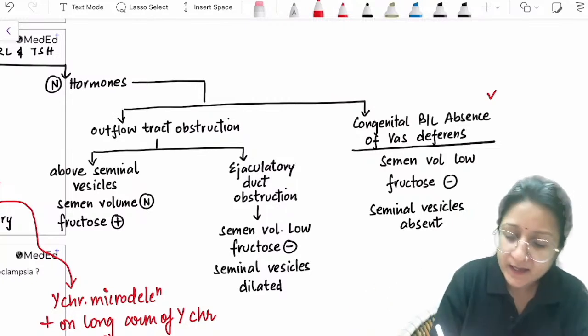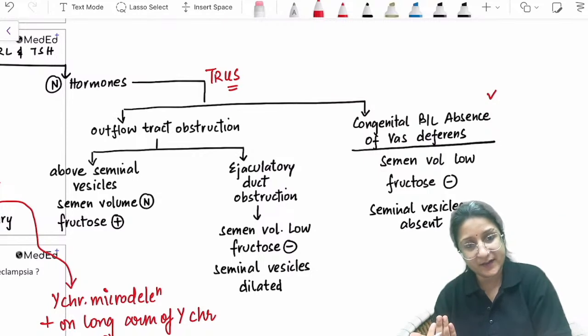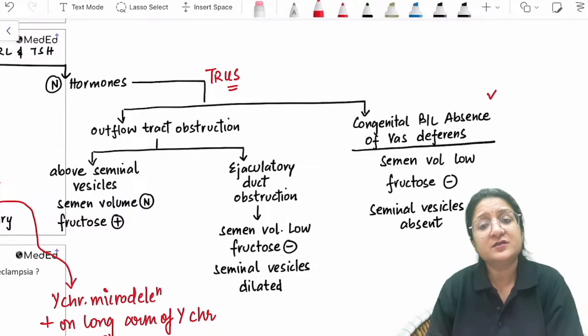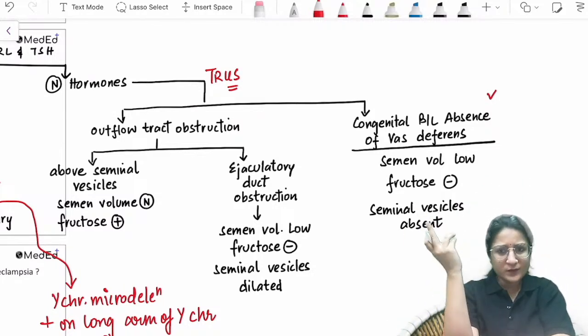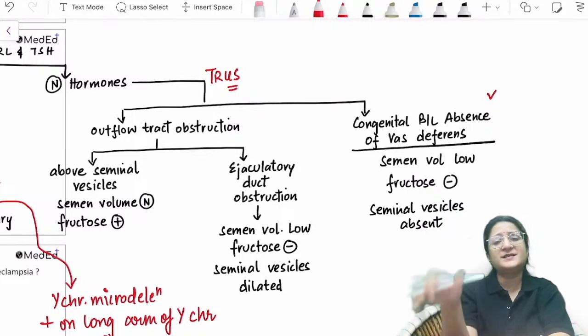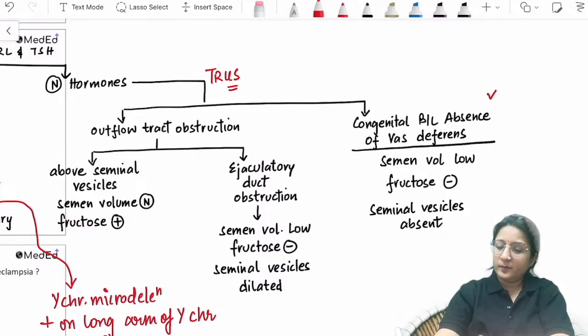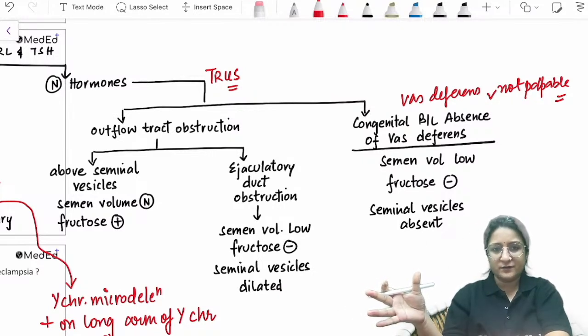A transrectal ultrasound can help us identify this. We can perform a transrectal ultrasound. In congenital bilateral absence of vas deferens, the vas deferens can be felt on clinical examination also; if it is absent, then the vas deferens will not be palpable. So there are two possibilities: actual outflow tract obstruction or congenital bilateral absence of vas deferens.